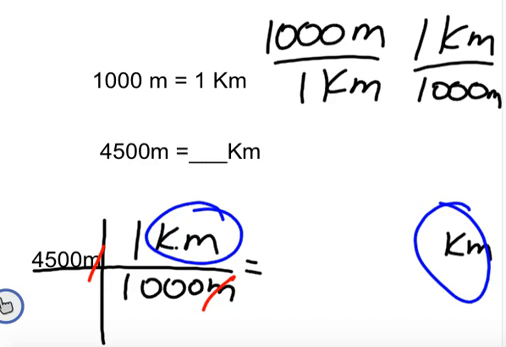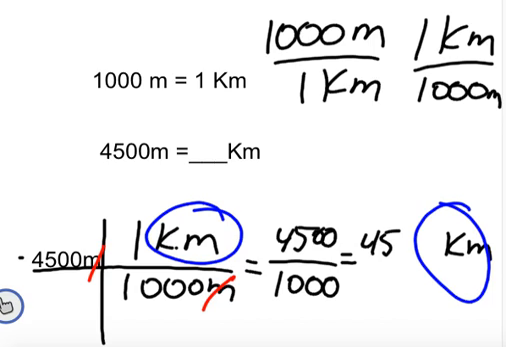So I multiply the top out here. 4,500 times 1 is 4,500. And then divide by 1,000. Multiply the bottom out. We get a fraction. We divide 4,500 by 1,000, and we get 45. Oh, sorry, I lied. It's not 45, it's 4.5. Math problem there. So that's solving this one.